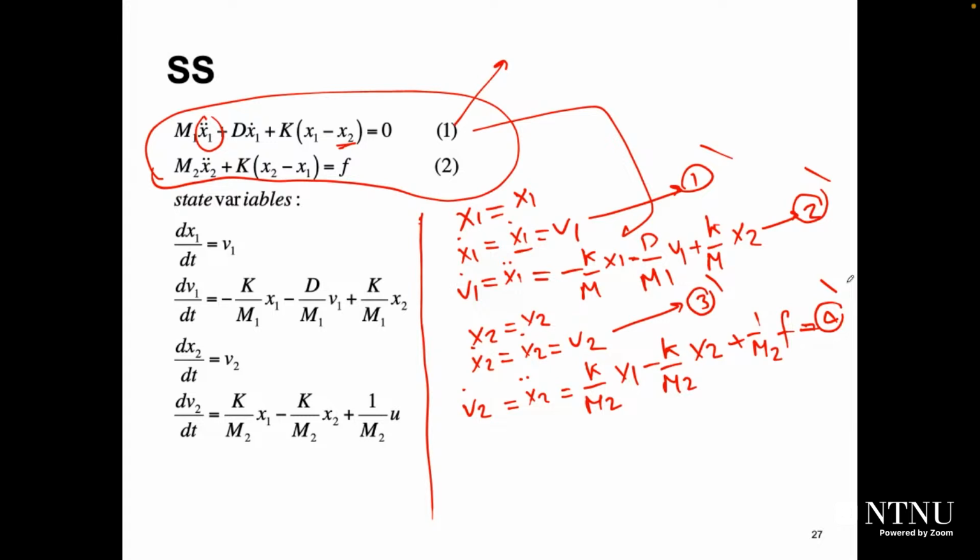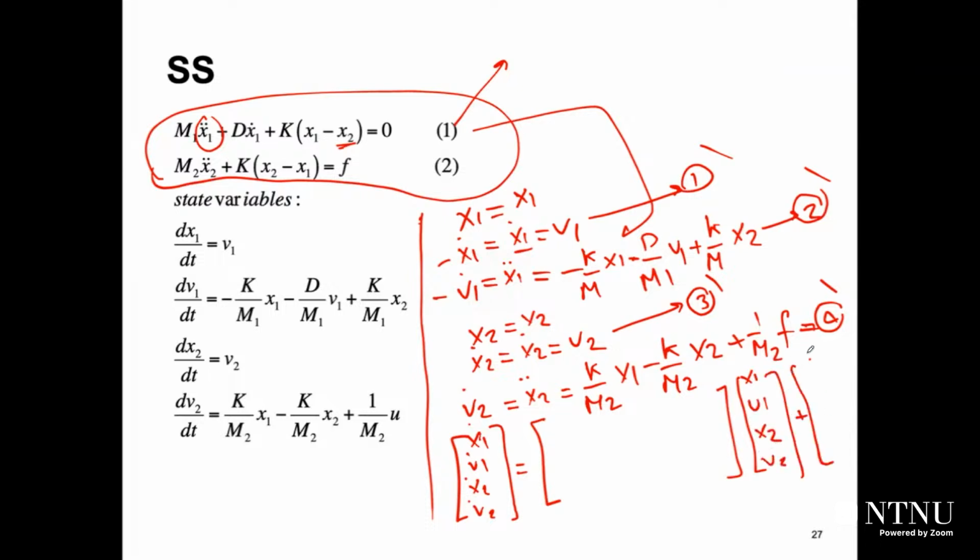Now we write it in state space form, in matrix notation. My state derivatives will be x1 dot, v1 dot, x2 dot, and v2 dot. There are four states, so it will be a large matrix multiplied by my states, which are x1, v1, x2, v2, plus something multiplied by the input. Looking at the first equation, x1 dot equals v1, so this row will be 0, 1, 0, 0, and the input entry will also be 0.